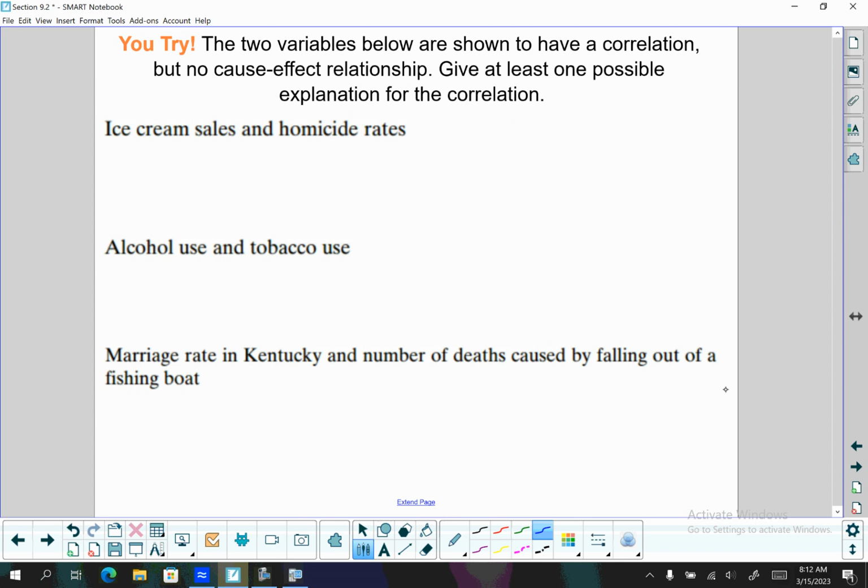Ice cream sales and homicide rates, there's a correlation. What is it? Lactose intolerance? Ice cream sales go up when it's really hot out, and if it's really hot out, murder rates are higher. Yes, but that's correlation, not cause. That's what I said, that's a correlation, it's not cause and effect.